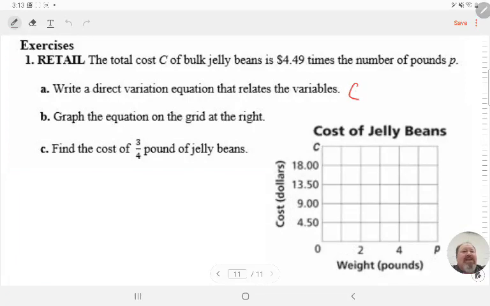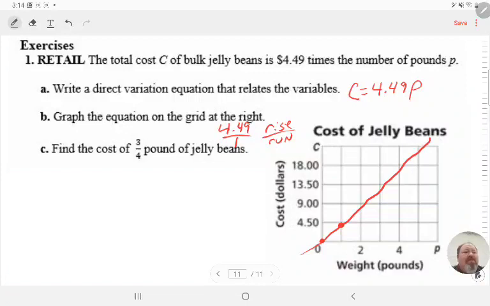So A says write a direct variation equation which relates the variables. So I would have C for the total cost equals 4.49 times P. That is my direct variation equation. Now you need to graph that. Well, I know that I can take 4.49 over 1, and that's my rise over my run. So if I go up, that's almost to $4.50, over to 1 would put it right here. And I know the origin. So therefore I could draw the line through these, and I'm a little off, but pretty close. So that's graphing it.